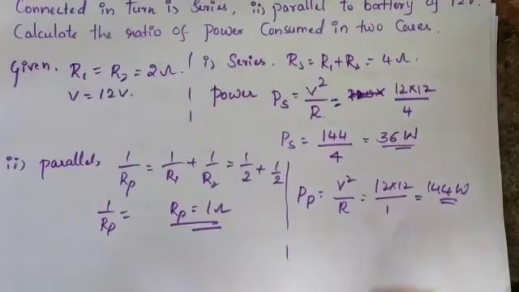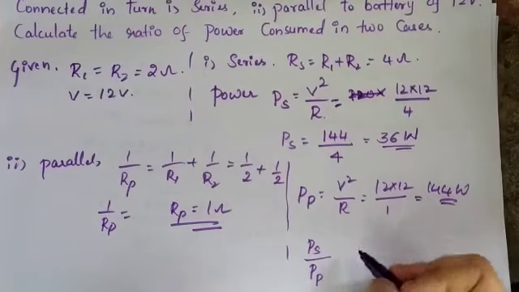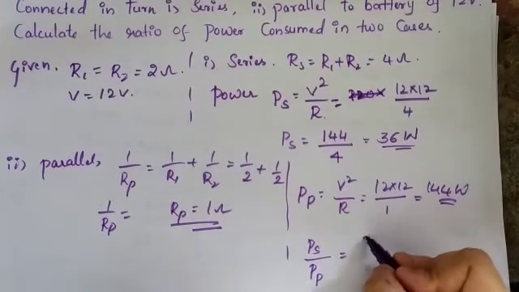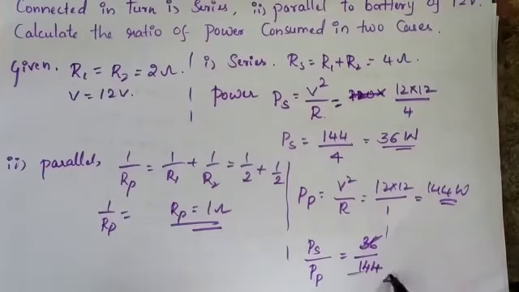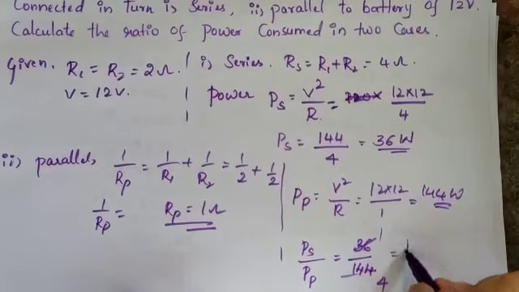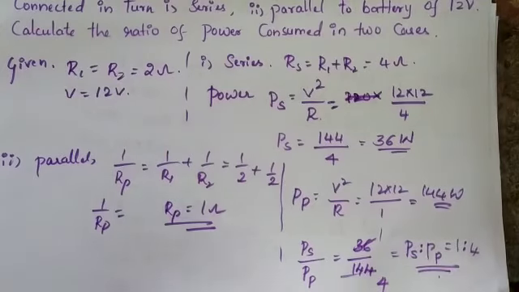Now I'll find the ratio, PS divided by PP. PS is 36 divided by 144. If I divide it, 1 into 36 is 36, 4 into 36 is 144, so I'll get PS ratio PP is equal to 1:4. This is the answer. So if they ask for a ratio, you should be able to answer it.